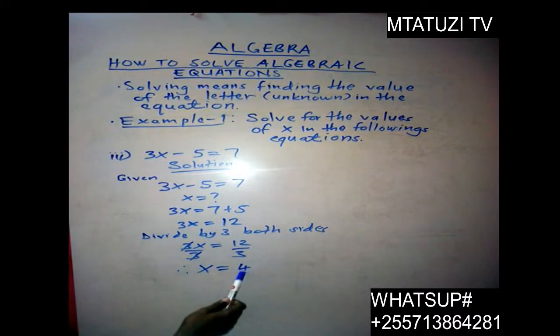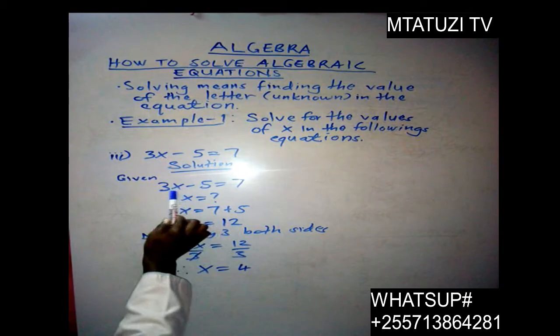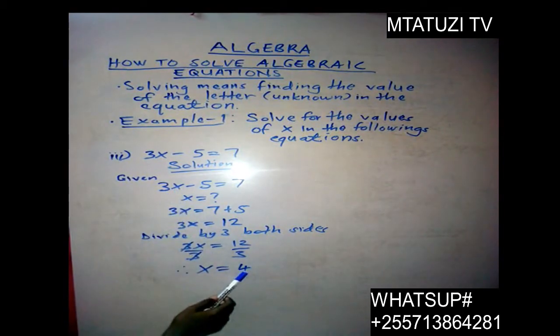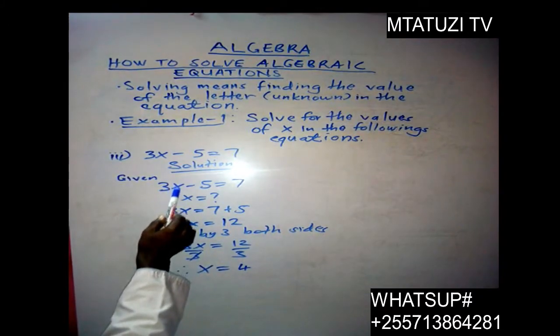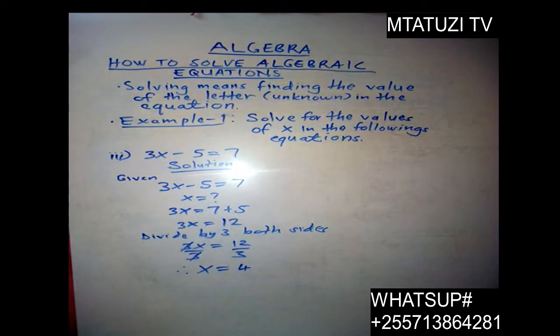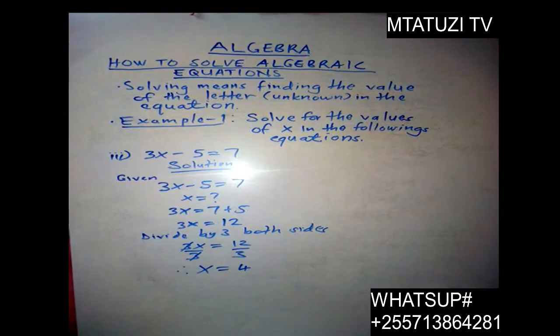If you want to prove whether the answer you have got is right or wrong, take this value of x and substitute there. Take this value of x, which is 4. Take 3 times 4, you get 12. 12 minus 5 is equal to 7. So therefore, you will know that you have got it right.